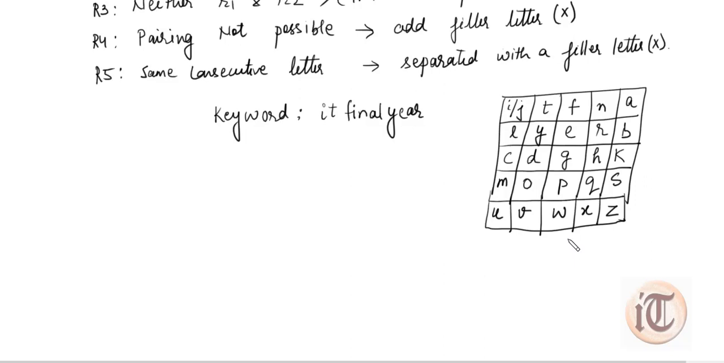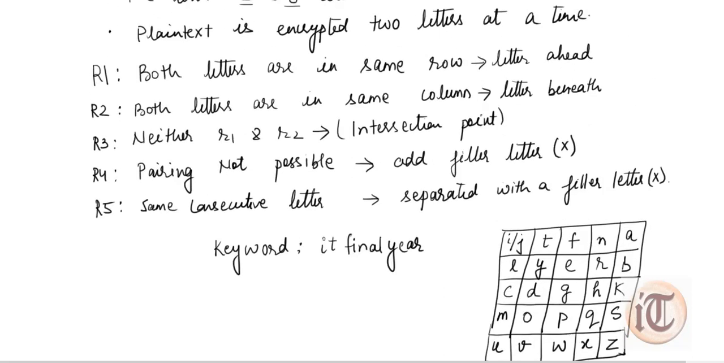Now we move further. For transforming the plain text into ciphertext, the plain text is always encrypted two letters at a time. This means that while converting the plain text into ciphertext, we always consider two letters from the plain text at a time, according to the rules. There are five rules, R1 to R5, for how we convert the plain text into ciphertext.